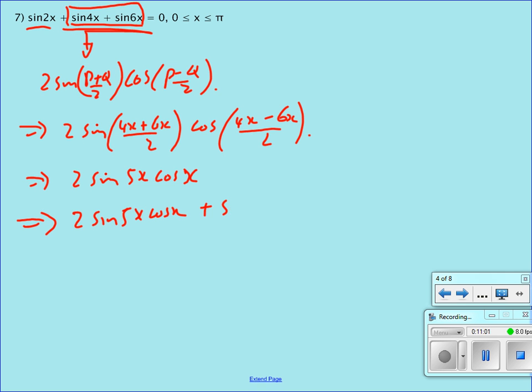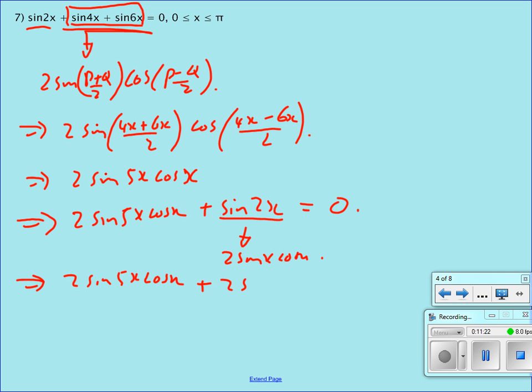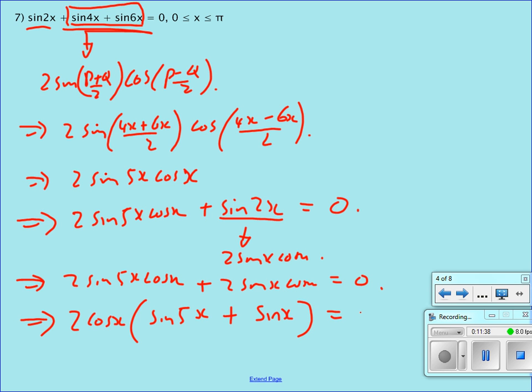I still got this plus sine 2x here equals 0. Right, so sine 2x is the same as 2 sine x cos x, isn't it? So let's do that. 2 sine 5x cos x plus 2 sine x cos x equals 0. Take out a factor of cos x then and 2, so 2 cos x times sine 5x plus sine x equals 0.